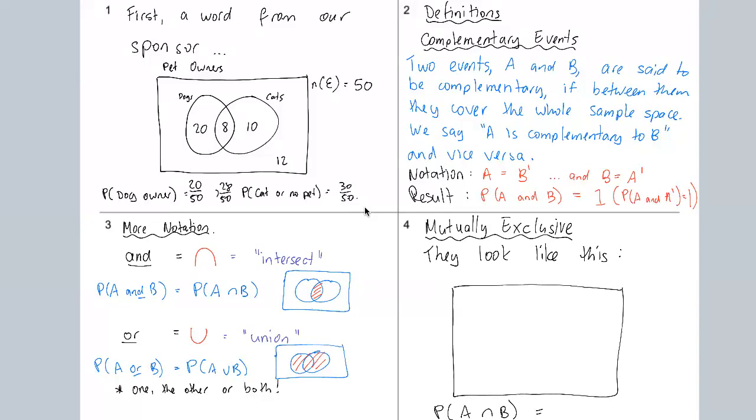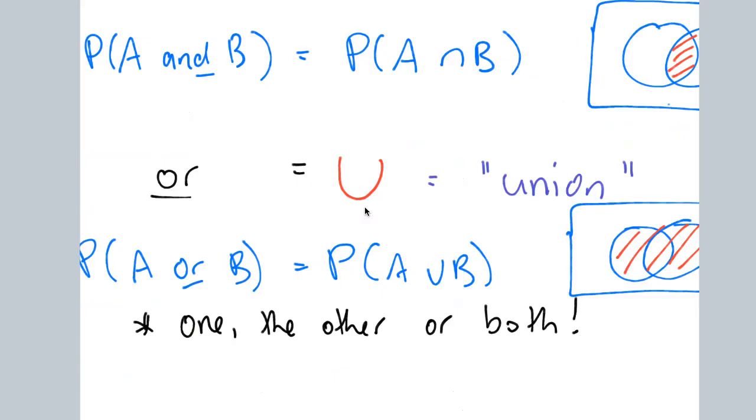So union includes that middle bit too? Yes. Thanks, Otto. So you can see down here, I've written a point: one, the other, or both is what union means. There is a thing called an exclusive or, more of a computer science thing than a mathematical thing, which means it is either one or the other, but not both. That would be just the two wings without the middle. But outside of the phrase exclusive or, or means one or the other or both.